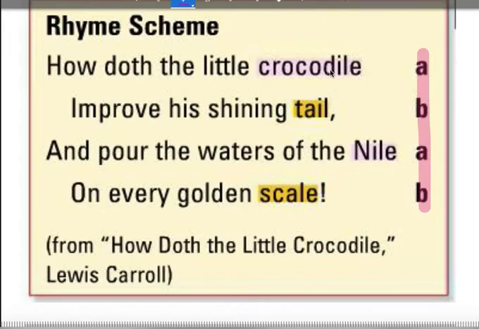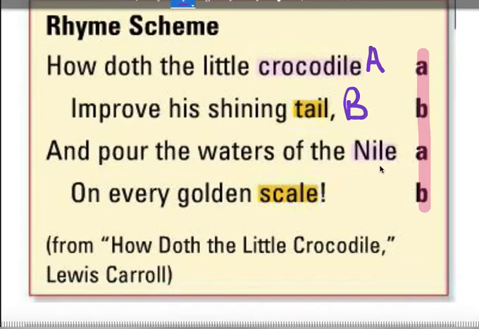So the last word here is crocodile. So that's going to be line A. That's my first rhyme in this poem. Then the next line is tail. Tail does not rhyme with crocodile. So it's not going to be A because they don't rhyme. It's going to be B. It's a new rhyme that appears in this poem.